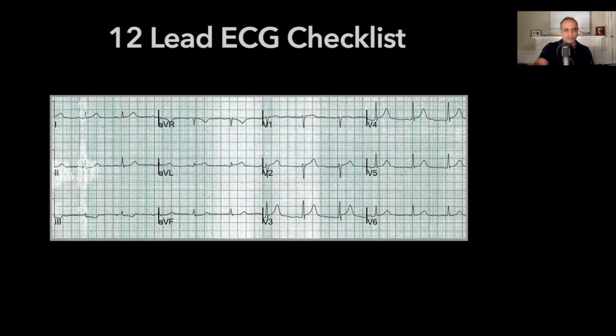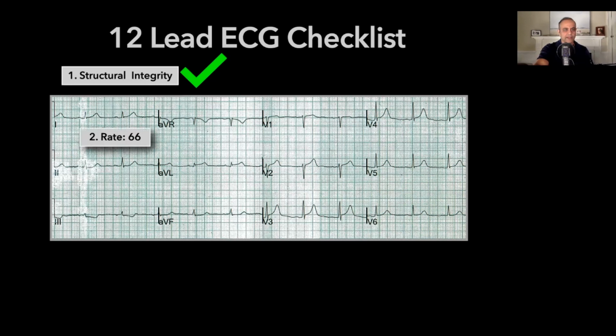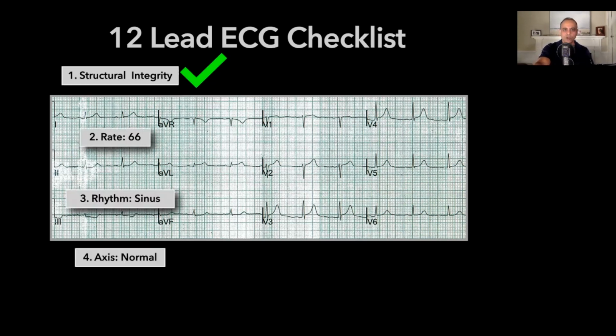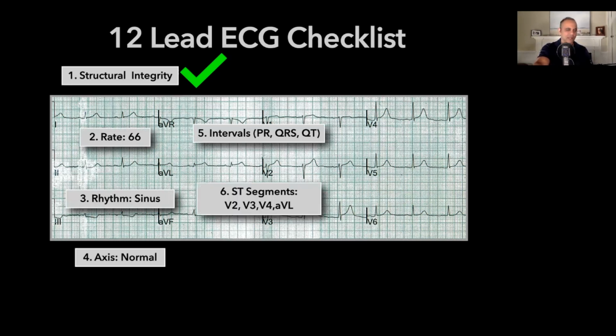The one I always look at first is structural integrity, and that is, are the waves, the P wave, QRS, and T wave, do they make sense? Are they in good relationship to each other? And in fact, they are. The rate was 66, the rhythm sinus, axis was normal, the intervals were within normal limits also, and the ST segments, well, there's some slight, very subtle differences. We'll talk about that soon.